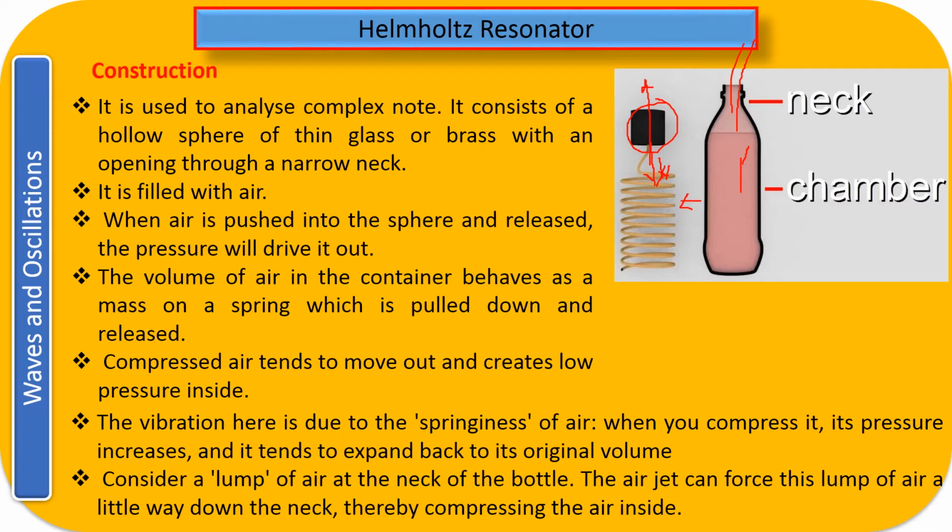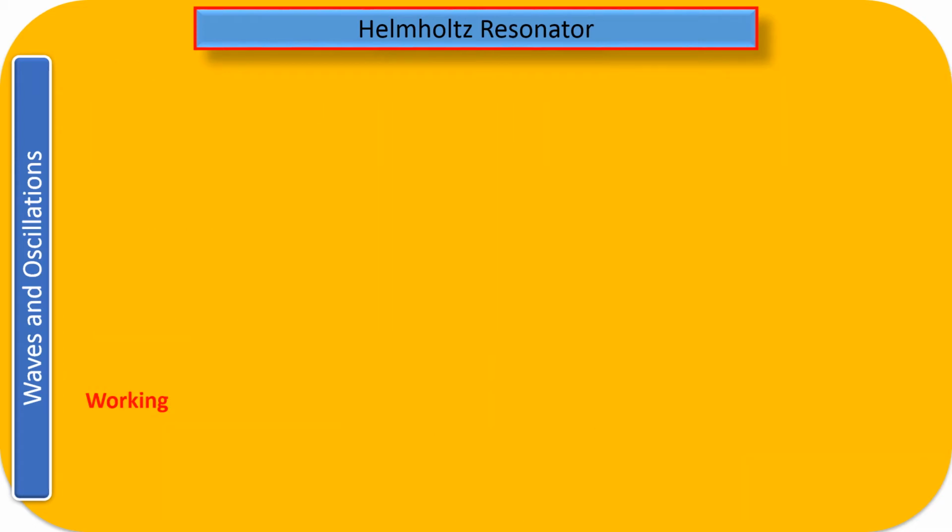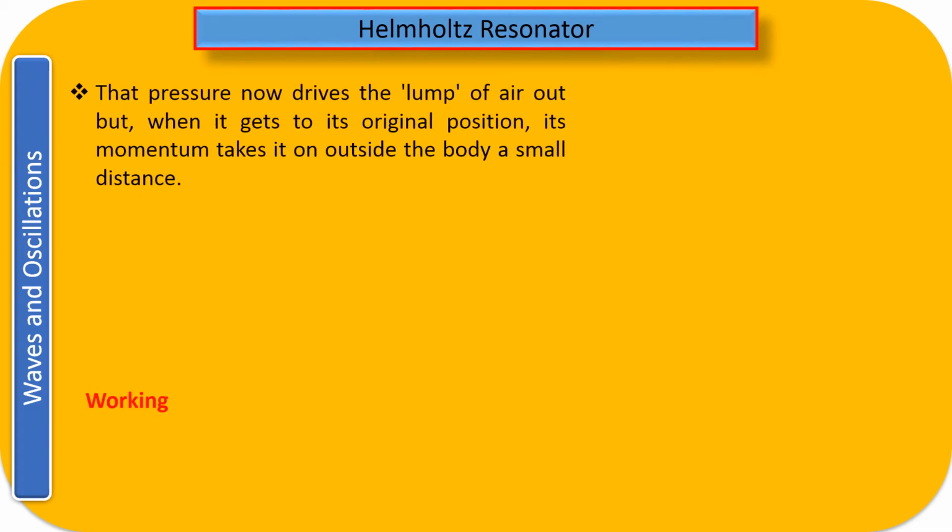Consider a lump of air at the neck of the bottle. The air jet can force the lump of air a little down the neck, thereby compressing the air inside. Right? So this is what you are doing either with your lip, or you are doing some compression. So then what is happening? That pressure now drives the lump of air out, but when it gets to its original position, its momentum takes it outside the body by a small distance.